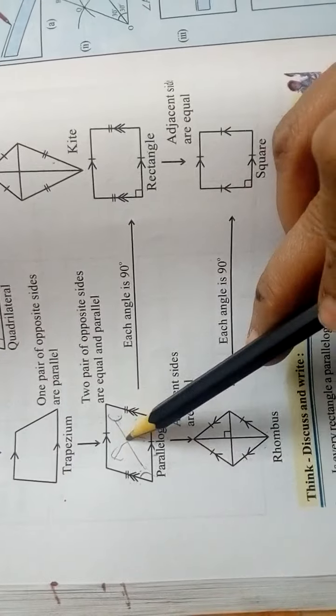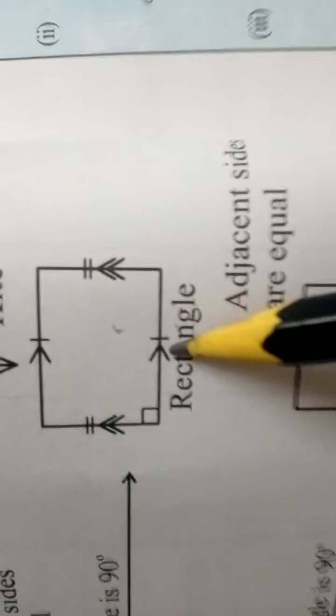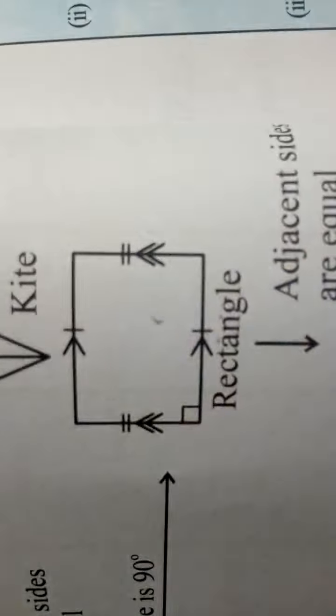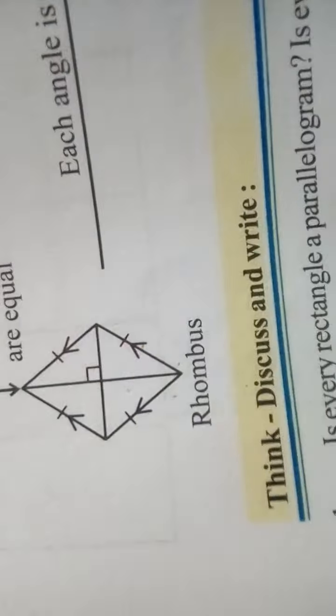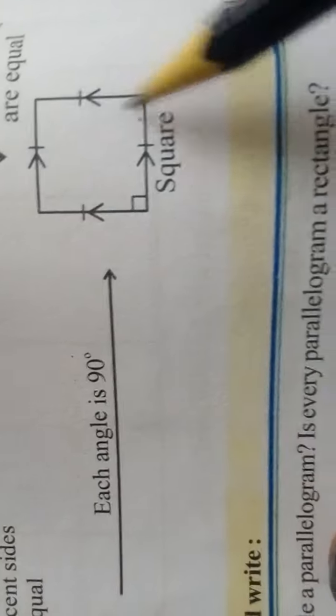This is the parallelogram. If you are selecting the rectangle, all the opposite sides are equal and all the angles are 90 degrees. If you are selecting the rhombus, opposite sides are equal, at the same time opposite angles are also equal. And the square: all the 4 sides are equal, at the same time all the angles are equal, at 90 degrees.